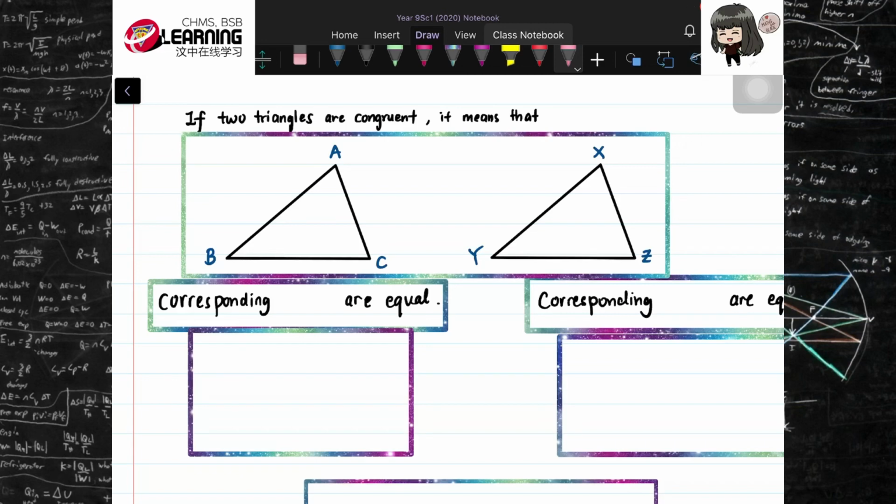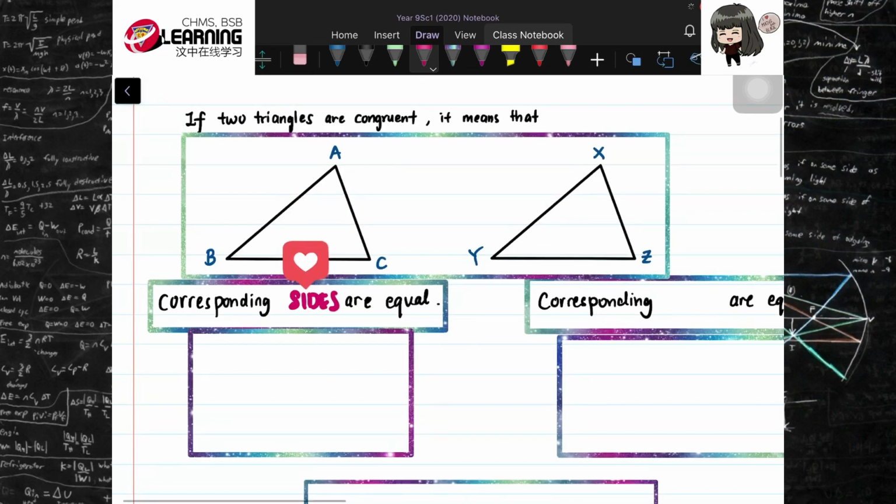To show that they are really congruent, we must say that they have the same sides. Corresponding sides are equal. So if we have AB and this XY here, if both of these sides are the same, that's why we call it corresponding sides. Corresponding sides as in AB compared with XY. If they are the same, AB equals XY, they have the same side. If only one of them is the same, we cannot say that they are congruent yet.